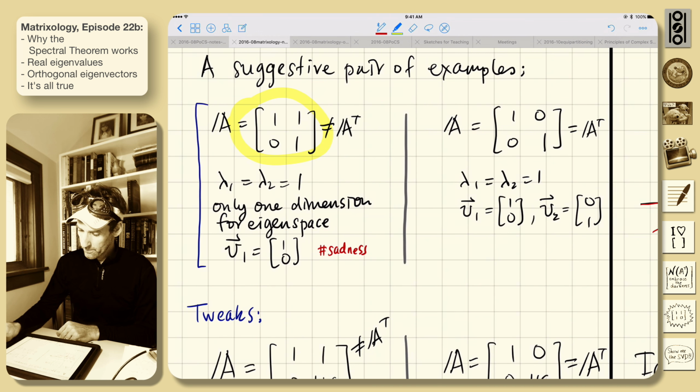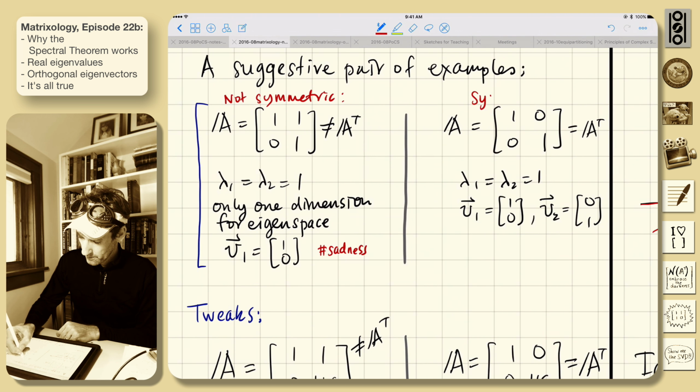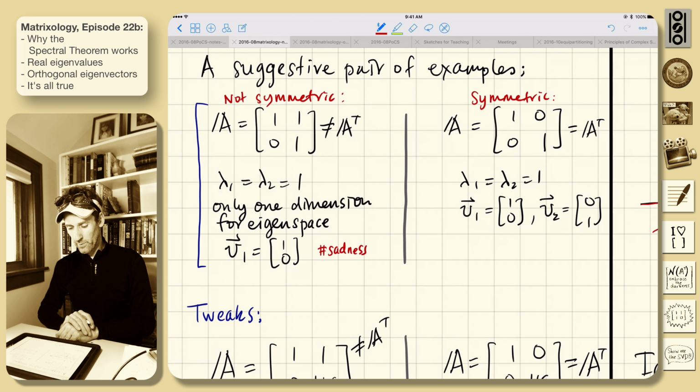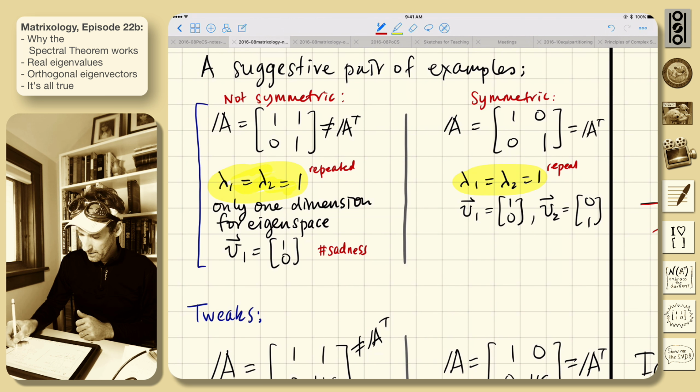So let me write that. Right, so this is not symmetric on the left-hand side, and symmetric on the right. And see how they behave as we mess around with them a little bit. If you go through and find their eigenvalues and eigenvectors, on the left we have repeated, and on the right we have repeated, right? So repeated. So it's the kind of thing we're concerned about.